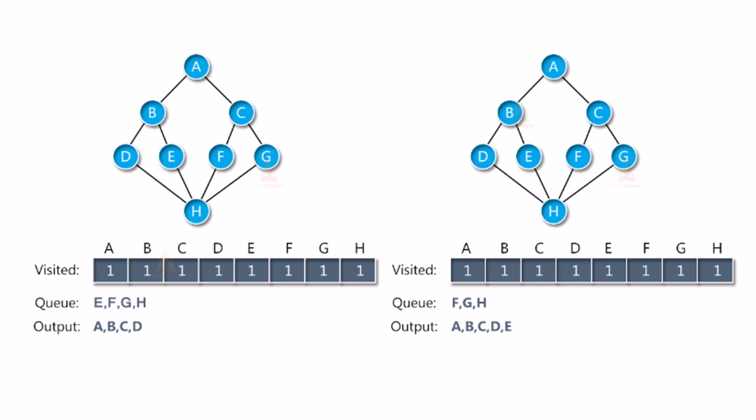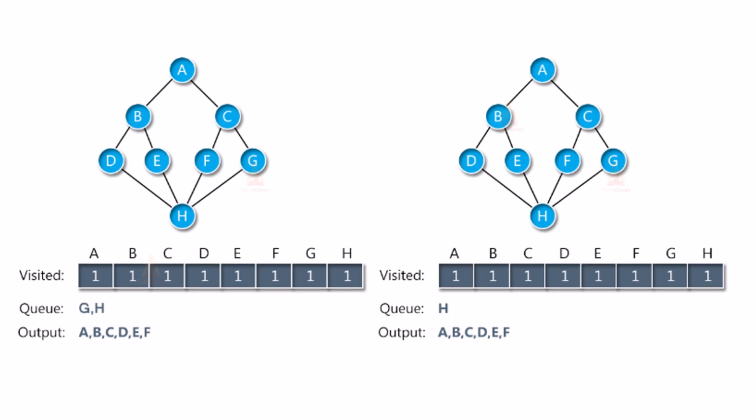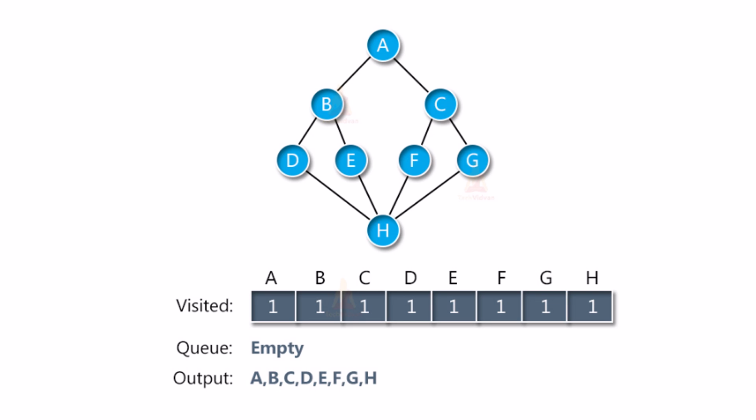And the next one, F. F is removed from the queue and then added into the output. And then G and H, it means there are no new neighbors, so the already inserted elements are only removed from the queue. So after F, G will be removed from the queue and added into the output. And for G also there are no new neighbors, so again remove H from the queue and add it into the output. So now the queue will be empty.